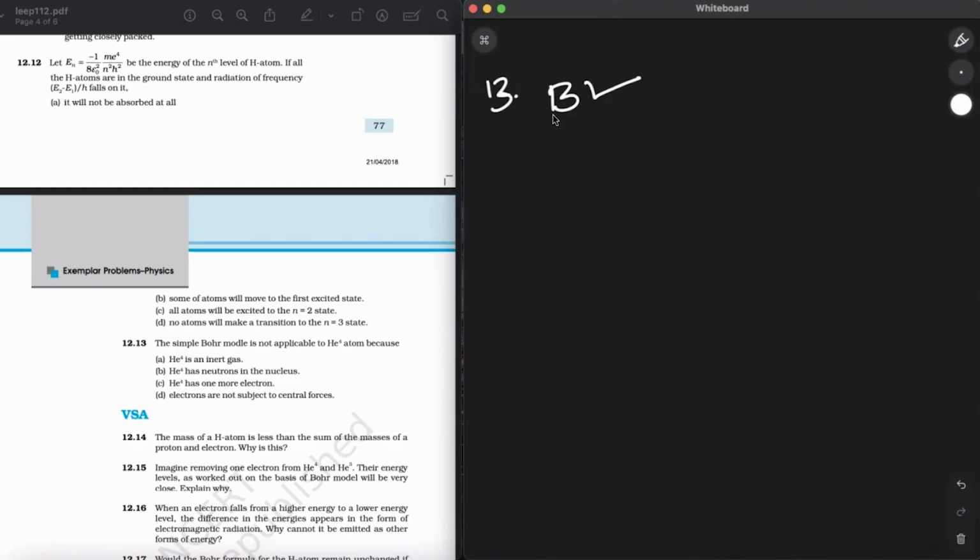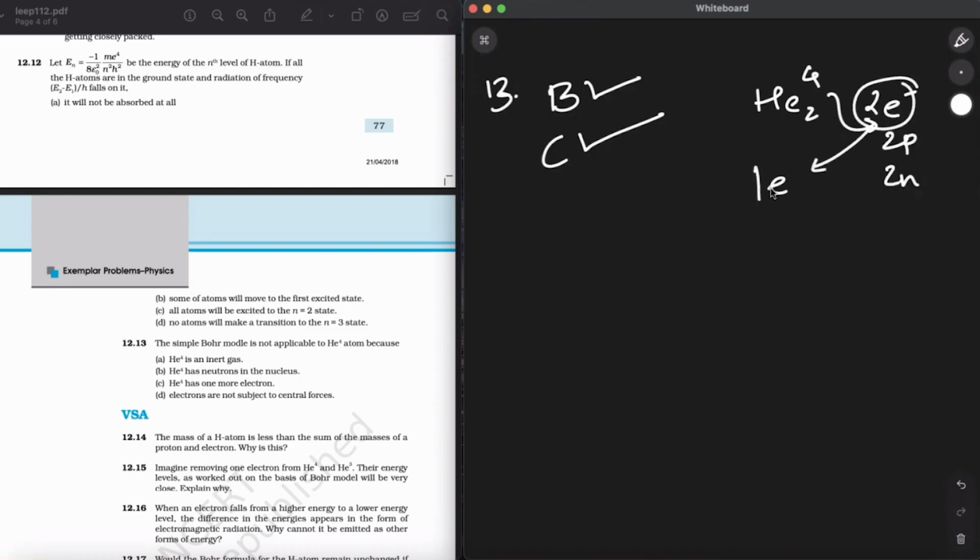Helium-4 has one more electron. Correct. Two electrons, two protons, two neutrons. What do we need? We need one electron. What is it here? Two electrons. So it has one more electron. Option D, electrons are not subject to central forces. Yes, this statement is also true.